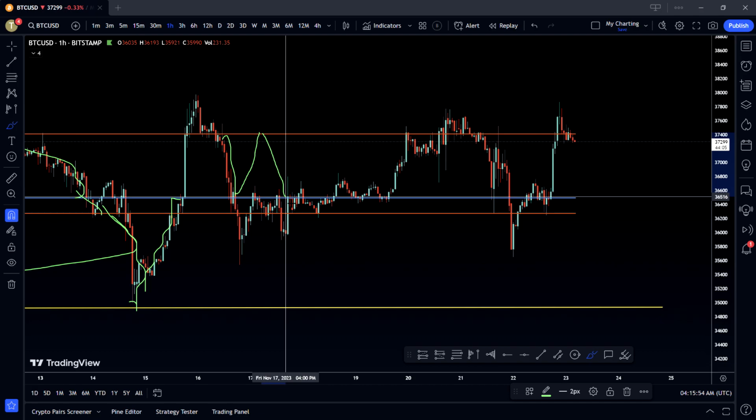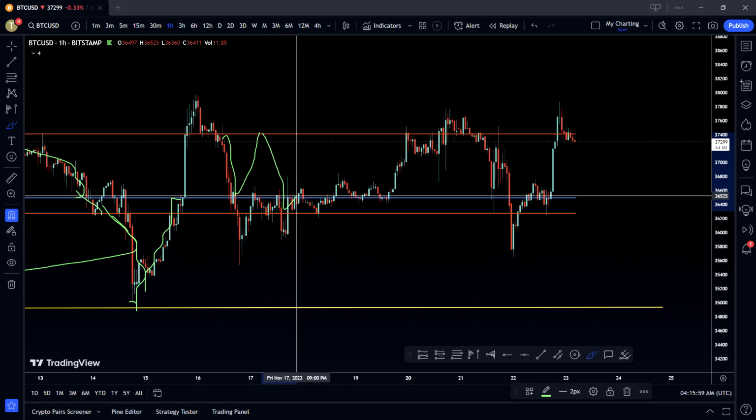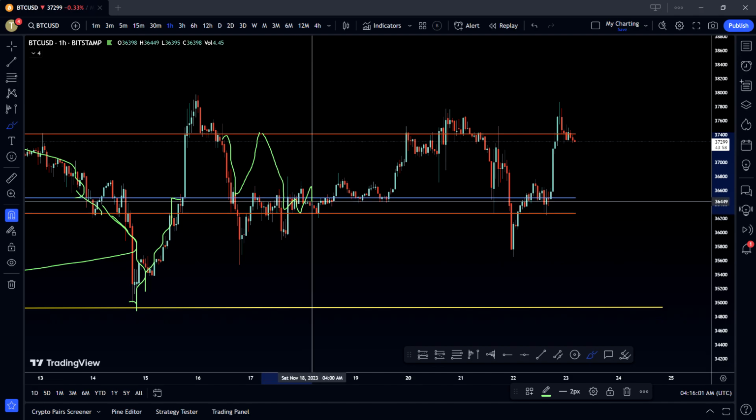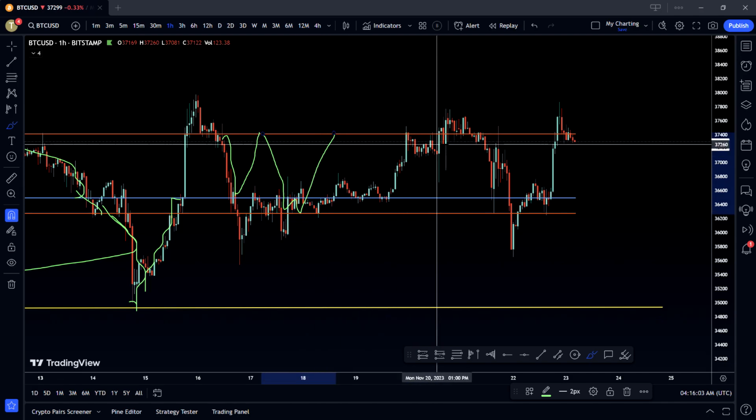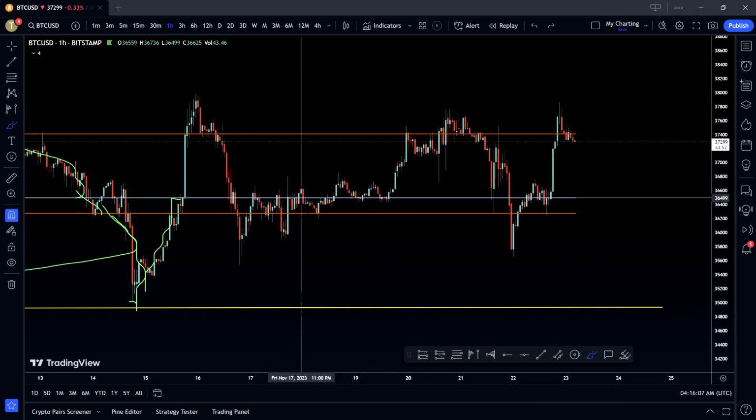Okay. Oh, the value high. The value high is resistance again. Okay, back down to point of control. Point of control is lost. Now we're going to the value area low. Okay, well that holds the support. Boom, back up to the point of control.